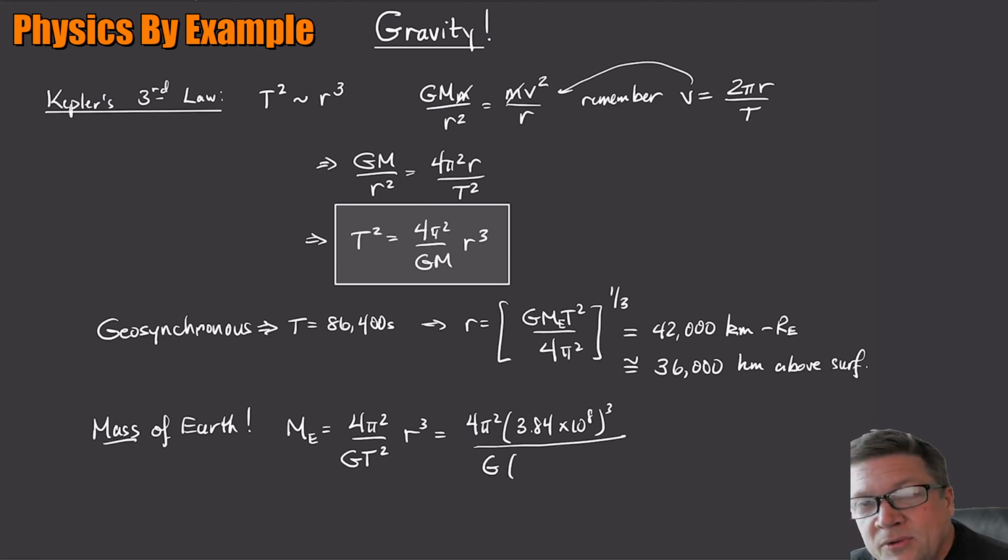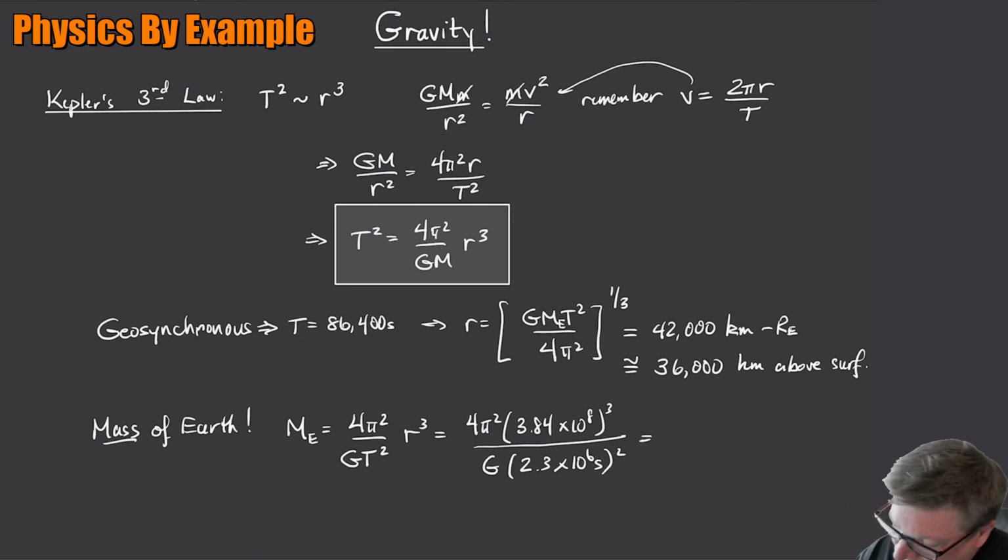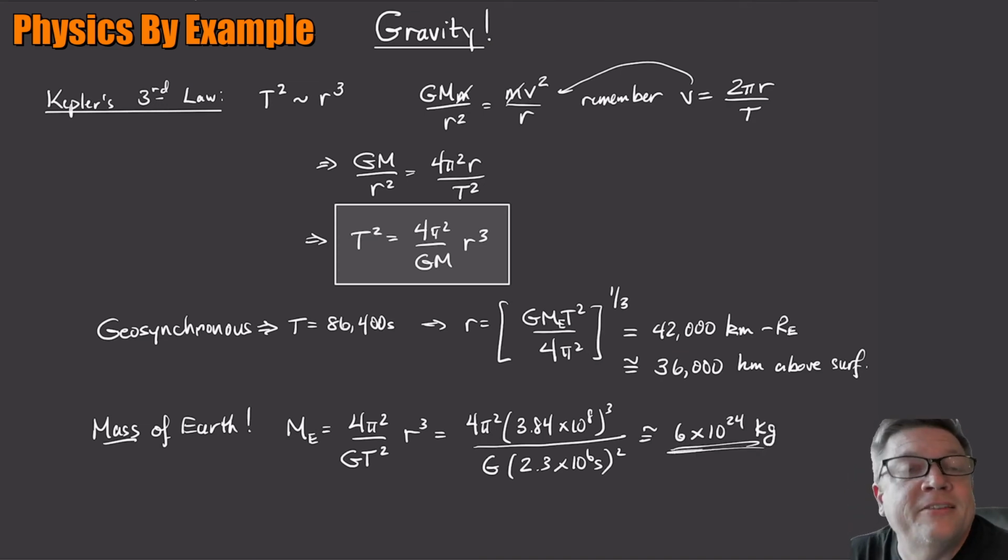How long does it take the moon to go around? I think we already calculated that, right? I think it was like 2.3 times 10 to the 6 seconds. It's like 27 days, 27 point something days. And then you square it. And when you calculate all this, you get something like 6 times 10 to the 24th kilograms. That's the mass of the Earth. So the mass of the Earth was known, I mean, actually like 400 years ago, which was kind of a cool thing.